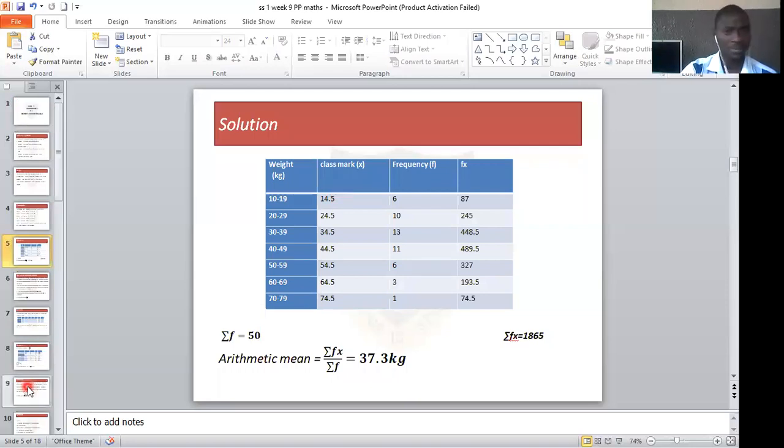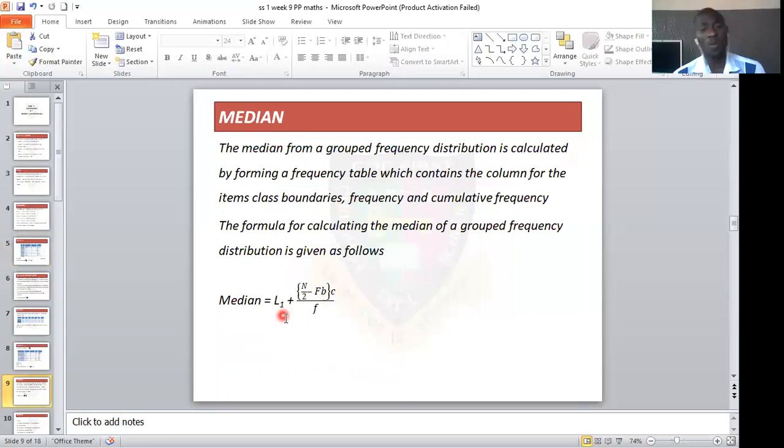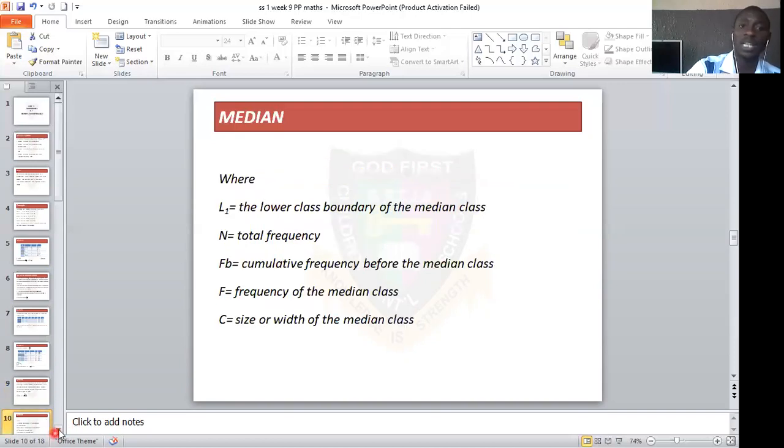The median formula is L1 plus open bracket n over 2 minus fb close bracket divided by f, times c. Where L1 is the lower class boundary of the median class, n is the total frequency, fb is the cumulative frequency of the class before the median class, c is the class width, and f is the frequency of the median class. That's why we solved this example like that. These are the parameters, and we gave an example and solved through.